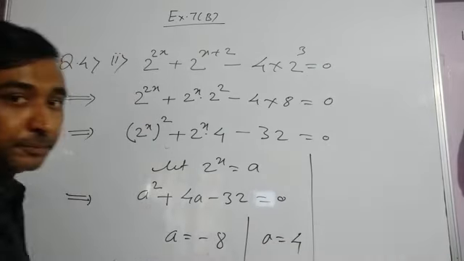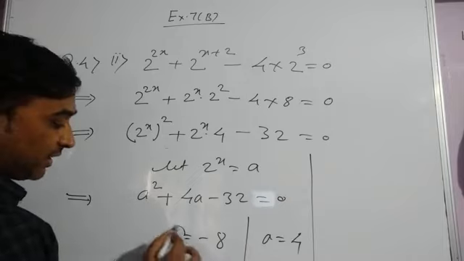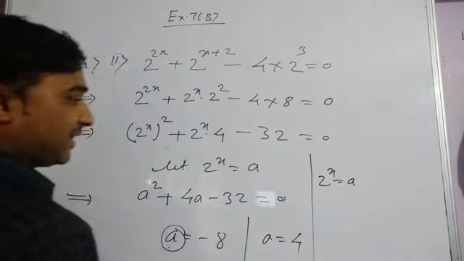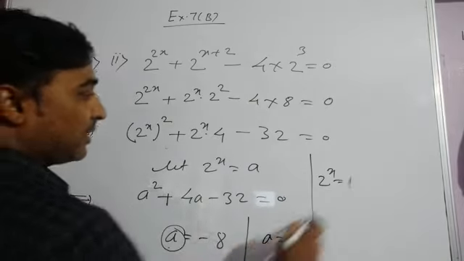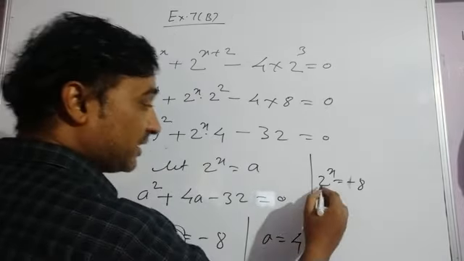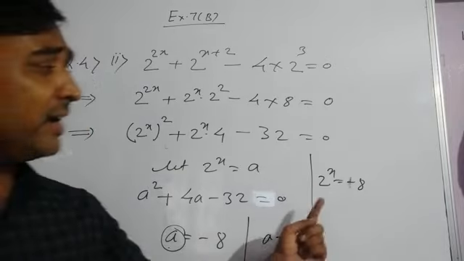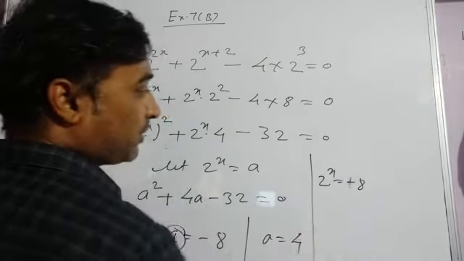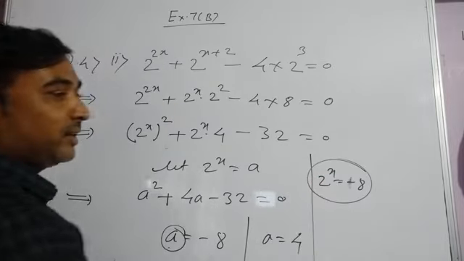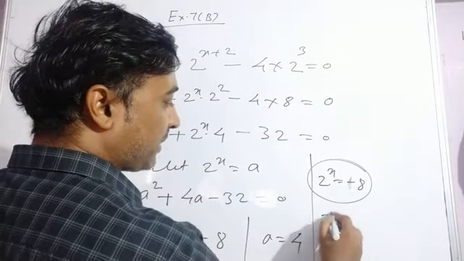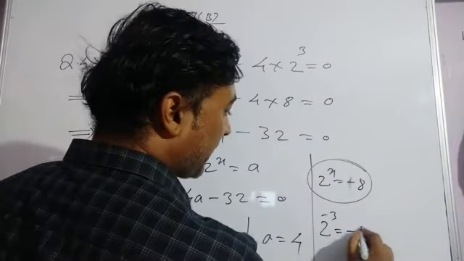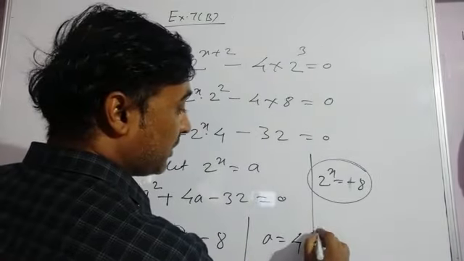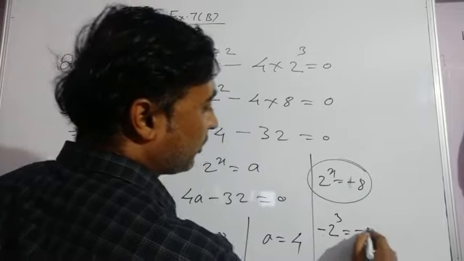But we all know that the value of a was 2 raised to x, so 2 raised to x is equal to a. But what did we get for a? Minus 8. Now, is there any such power? If I take 2 raised to x is equal to minus 8, is it possible mathematically? No. See, 2 raised to minus 3 is not minus 8. So don't get confused. If this had been minus 2 raised to 3, then the answer would have been minus 8.